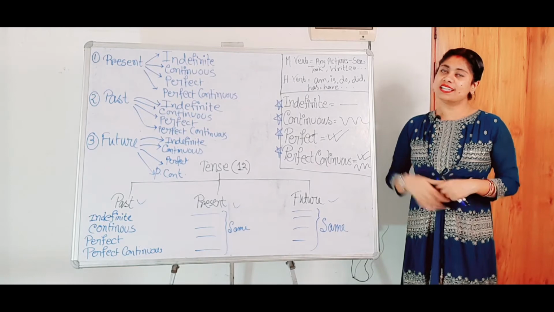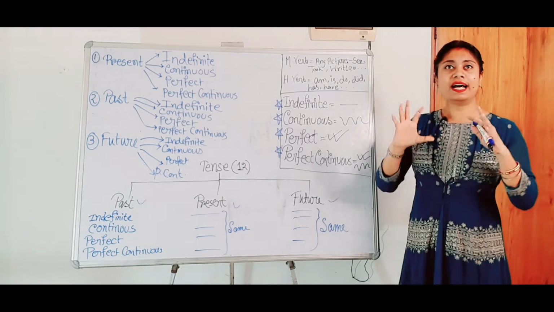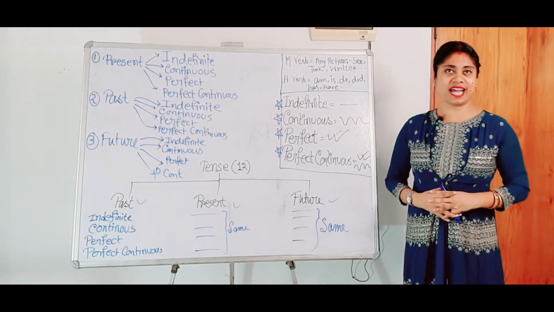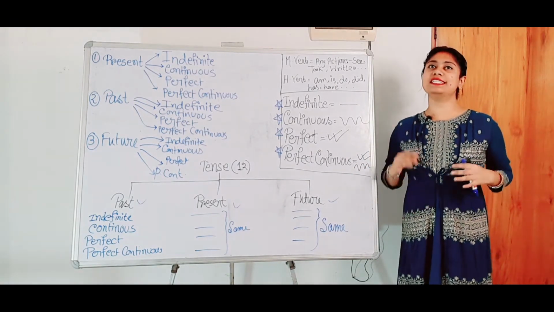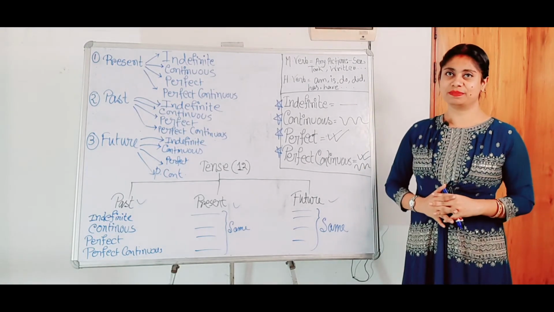So these are the 4 things of the tense, the mode of action, the speed of action that you can understand, and so that you will understand the tense also, that which tense it is.